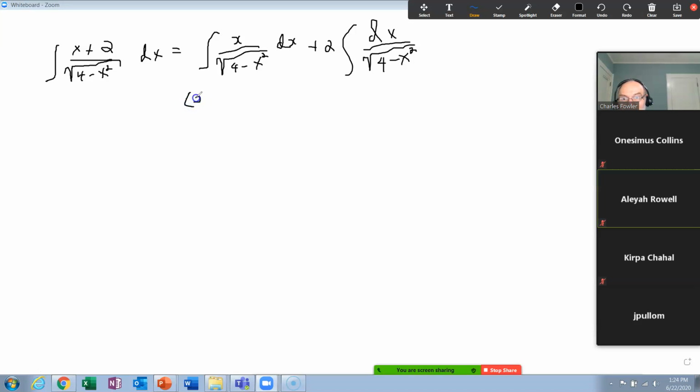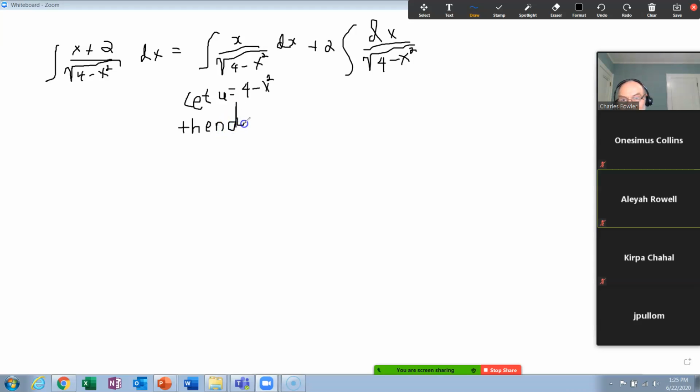Let u equal the innermost part of that most complicated part, that's inside the integral. That's equal to 4 minus x squared. Okay, that's your u for that part. Now, of course, you follow the u with a du.